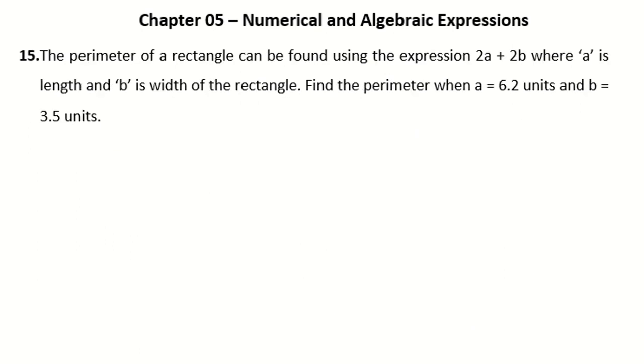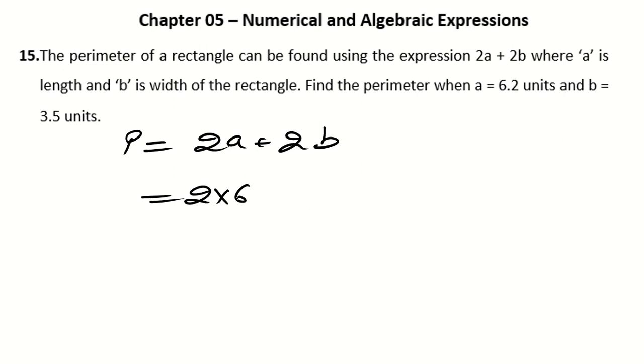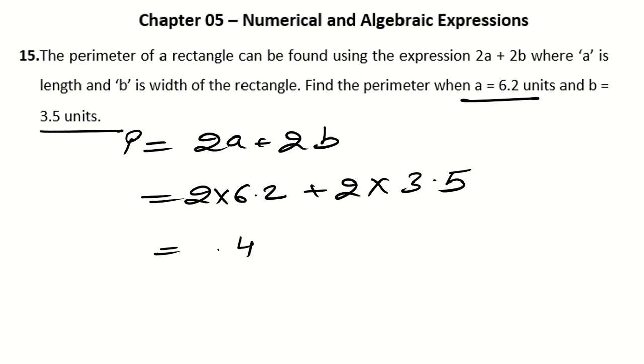Okay. Now next is the perimeter of a rectangle, which can be found using the expression 2a plus 2b, where a is the length and b is the width. So the perimeter of the rectangle, P, I am taking as a variable: 2a plus 2b. Now just plug in the values of a and b. a is 6.2, b is 3.5. This is just calculation now. 2 times 6.2 is 12.4, plus 2 times 3.5 is 7. So 12.4 plus 7 is 19.4.